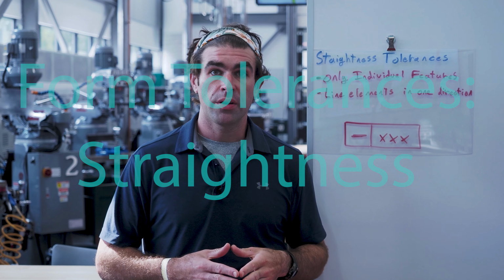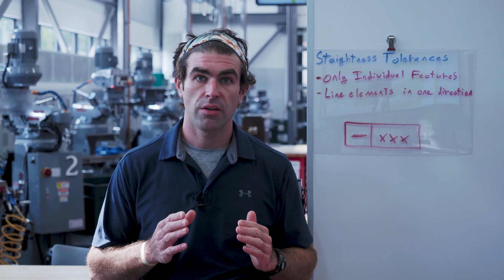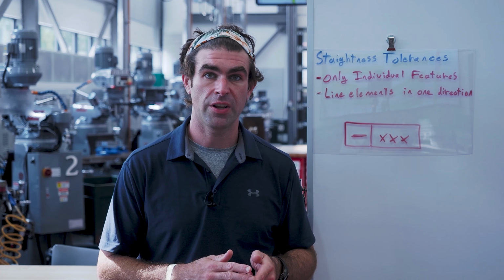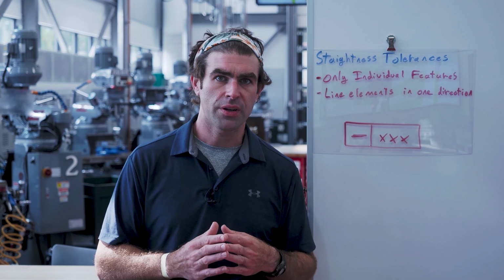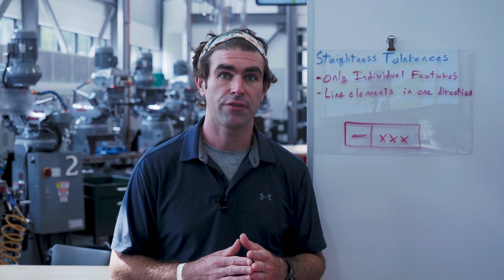Let's talk about the straightness tolerance. Straightness is one of the 4 form tolerances. So we have straightness, flatness, circularity, and cylindricity. They all have a few things in common, one of them being that they only apply to one feature at a time, so individual features.